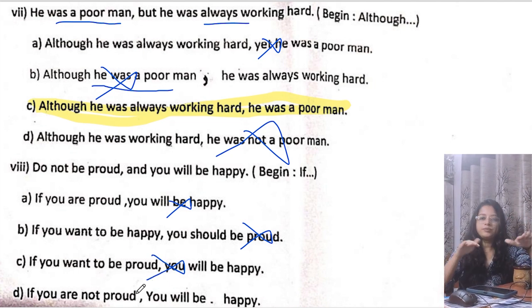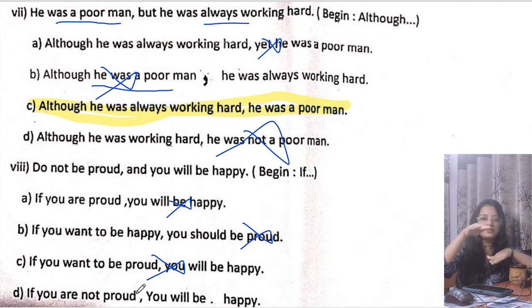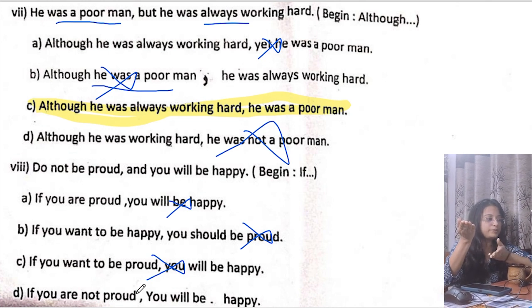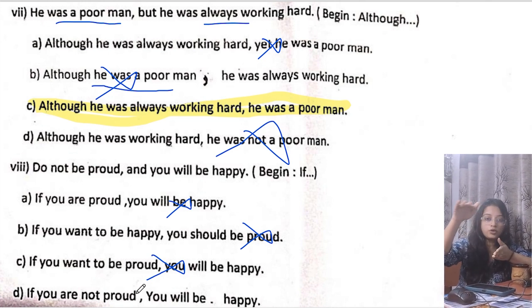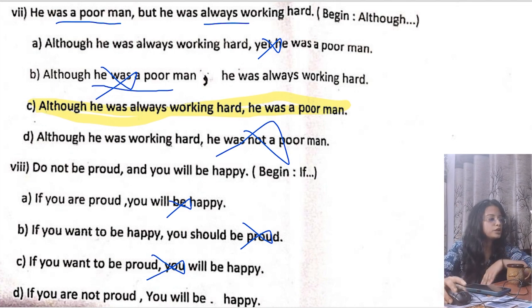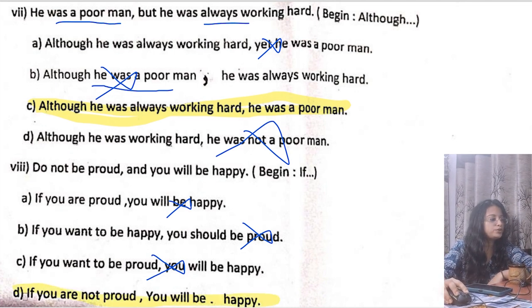See, if you understand the meaning, it becomes very easy. They are opposite. If you are proud, you cannot be happy, right? Do not be proud. If you are not proud, you will be happy. Understood? So, only the last option is correct, which says, if you are not proud, you will be happy. Option number D is correct over here.